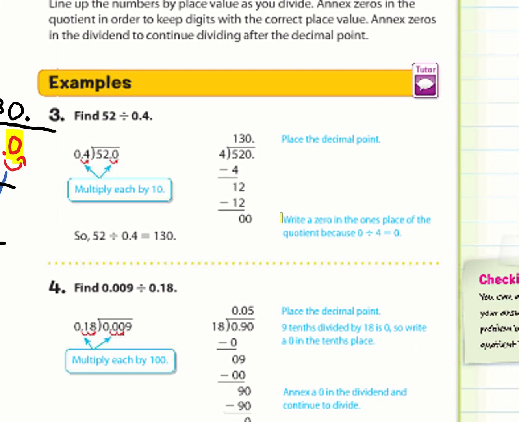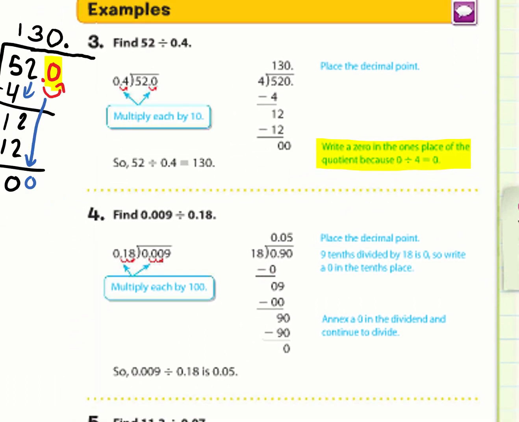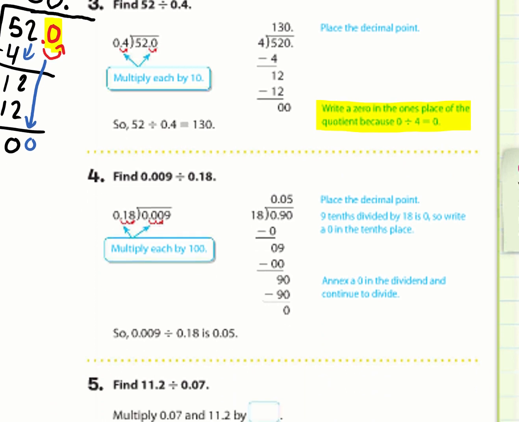So right here it says write a 0 in the ones place of the quotient because 0 divided by 4 equals 0. So that's why we added the 0 here to the 130.